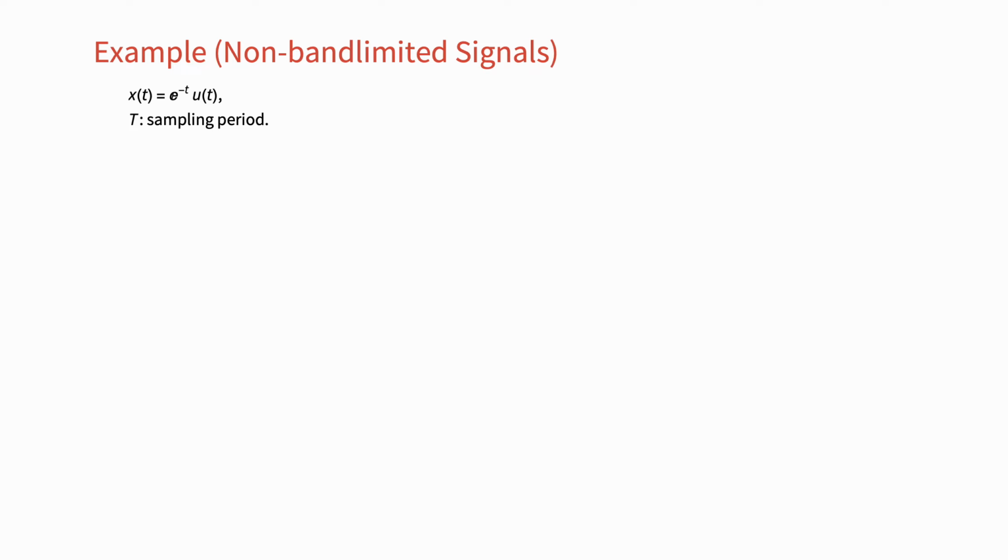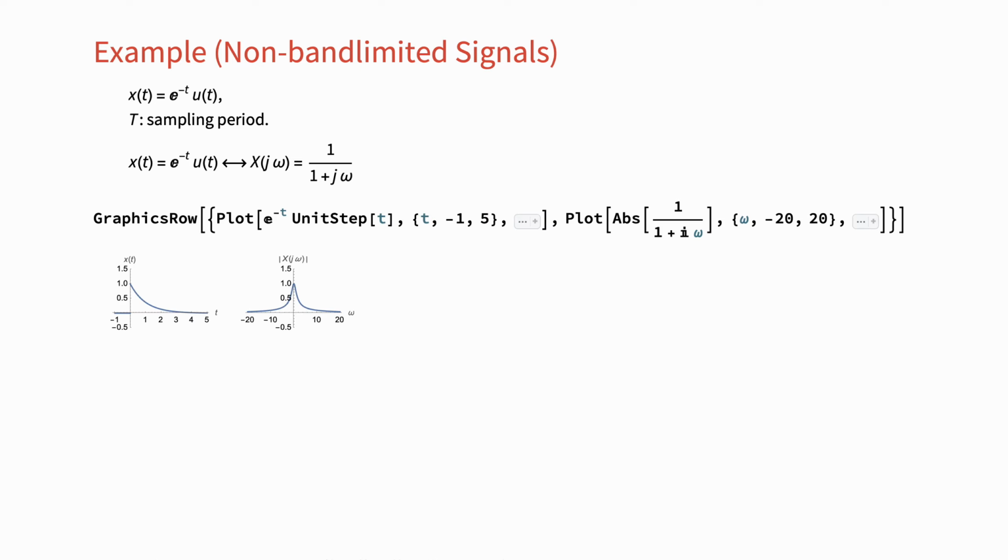Let's look at a different example. Assume that we have the continuous time signal x of t, which is not band limited. Let's sample the signal with a sampling period of capital T and check the Fourier spectrum of the sampled sequence. We already know the Fourier transform of the original continuous time signal as shown here. We can plot the signal x of t and its Fourier transform to get a better idea of what the signal looks like in the time domain and in the frequency domain.